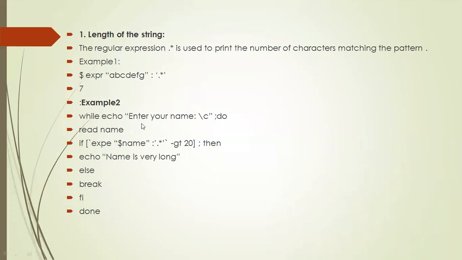So, while echo, enter your name, read name. That declares a variable and gets the value for the variable, storing it in the variable name. Then if EXPR, dollar name, then dot star. Now this will get you the length of the string. If the length of the string is greater than 20, then echo name is very long, else, that's it. A simple program.